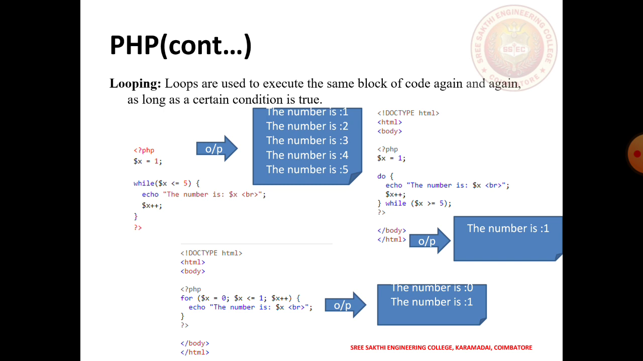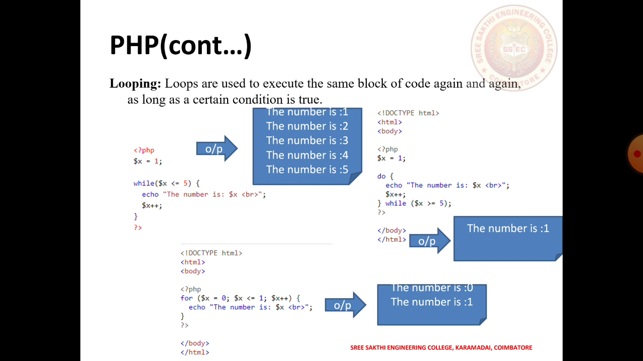In this example of the while and do while loops, the variable is initialized with the value 1. The while loop checks the condition until the x value reaches 6, so it displays the output: the number is 1 to 5. In the do while statement, the x value is 1, but the while condition is x greater than or equal to 5. Of course 1 greater than or equal to 5 does not satisfy the condition, but it executes the do statement first, and only then checks the while condition. So the output will be: the number is 1.